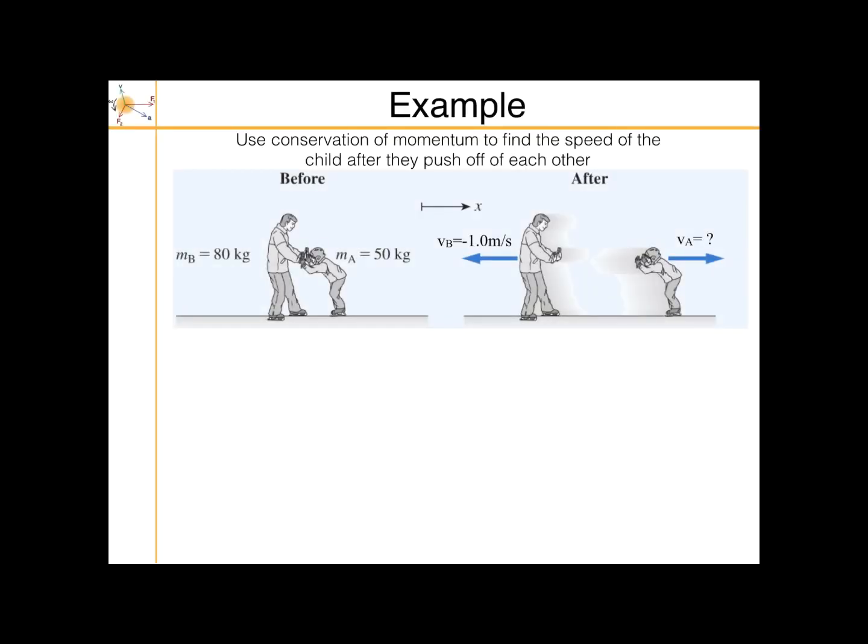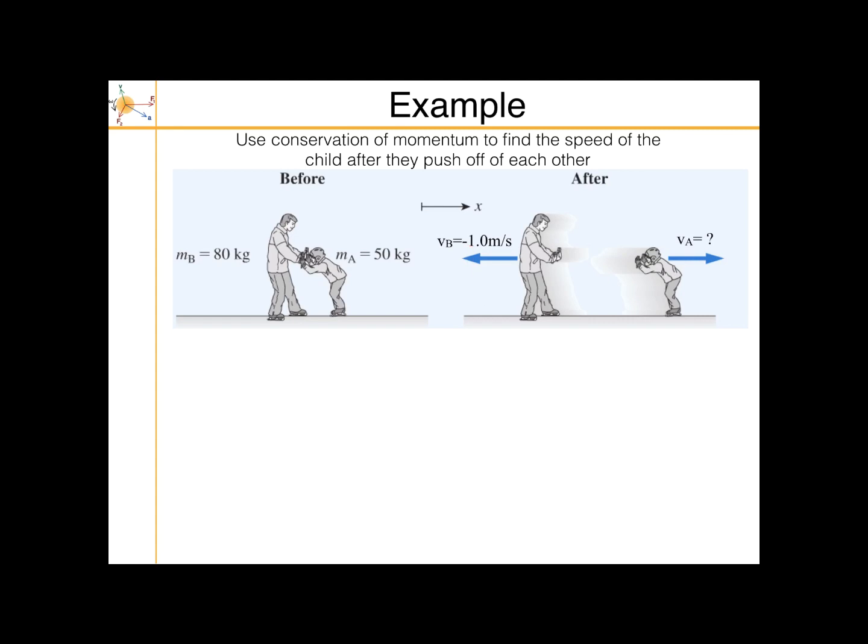But I want to look at a specific example here. So this is a man and a child. They are at rest and they push on each other. And after they push on each other, they're wearing ice skates on ice, so there's no friction to worry about. After they push on each other, the man is moving at 1 meter per second to the left, or we say the velocity of the man, v_B, is minus 1 meter per second.